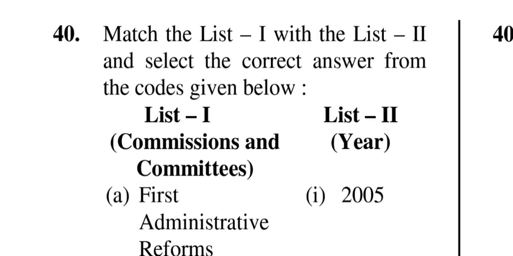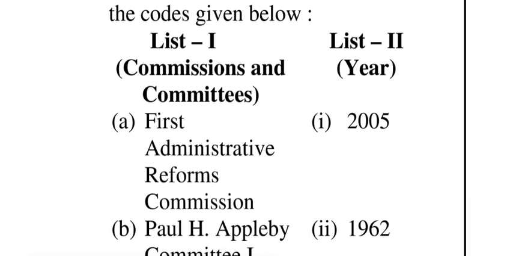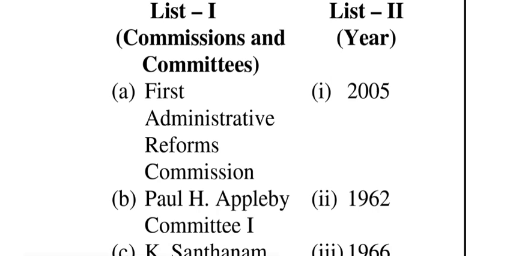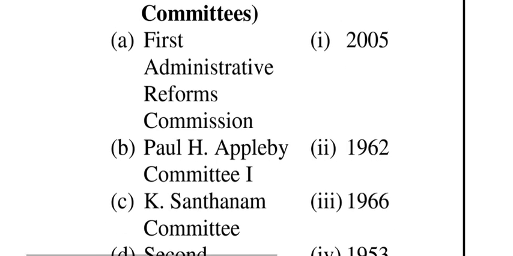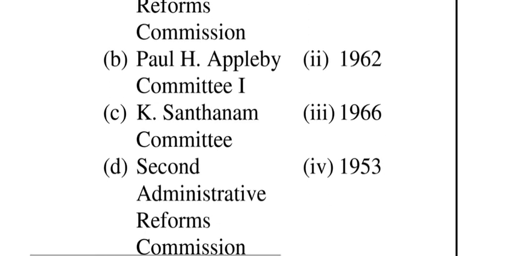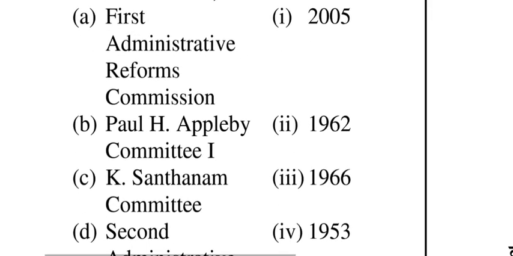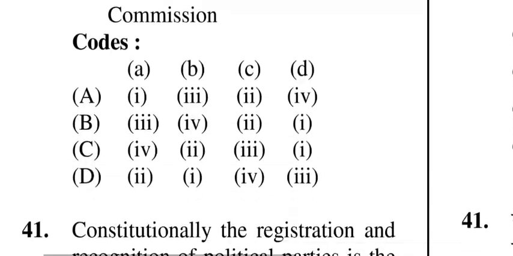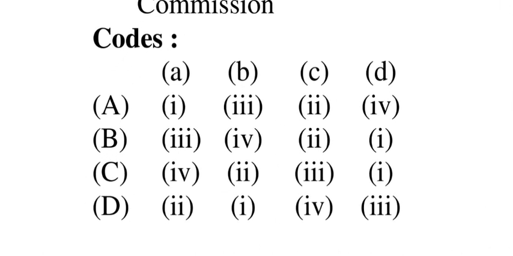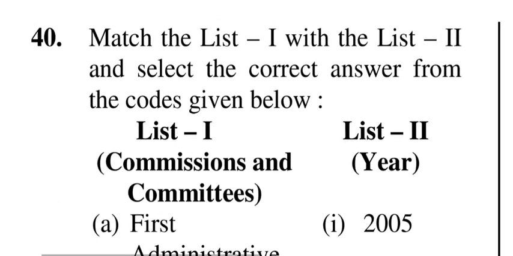Number 40. Match the list 1 with the list 2 and select the correct answer from the codes given below. In list 1, we have commissions and committees. In list 2, we have only the year when it was formed or established. First, Administrative Reforms Commission, Paul H. Appleby Committee 1, K. Santhanam Committee, Second Administrative Reforms Committee. Years are 2005, 1962, 1966, 1953. Options are like this, so I will not read all the options. I will directly tell you the correct answer. The correct option of 40 will be B.